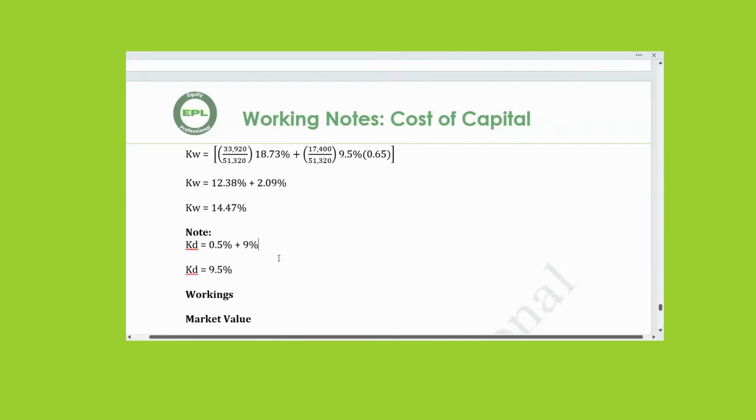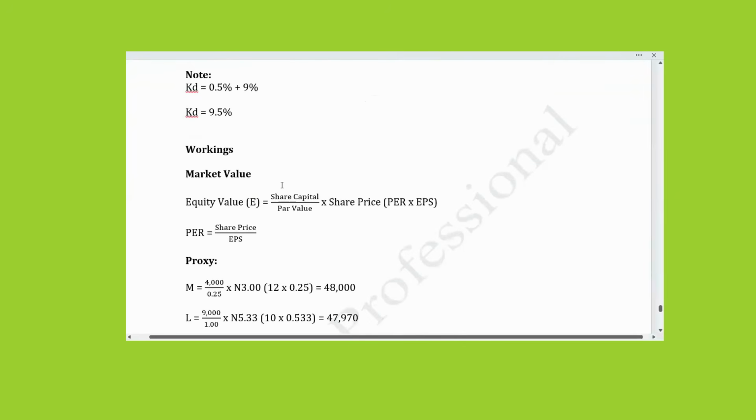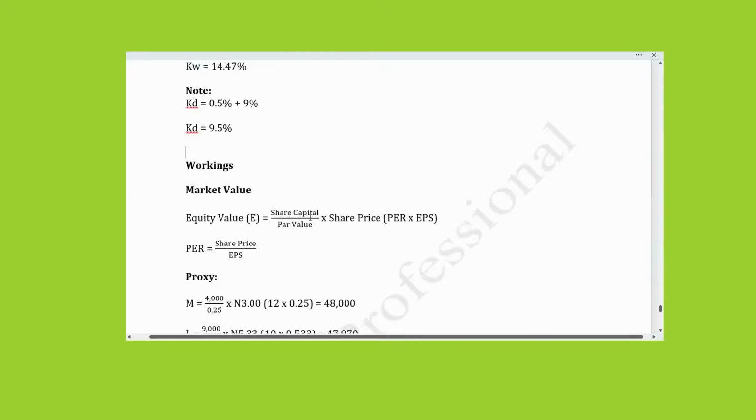Yes, Biola, talk to me. Good evening, sir. I want to ask about this project specific. Can we have preference shares in it? Would preference shares be introduced to it? I've said it before now: it is assumed that the company is financed with only equity and debt, no preference share. When you are calculating project specific, there's no preference share. Okay, thank you, sir. You're welcome.